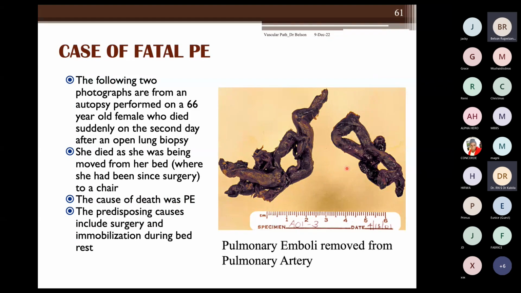So this was a case of fatal pulmonary embolism. This is a blood clot they removed from the pulmonary arteries when they were performing an autopsy.